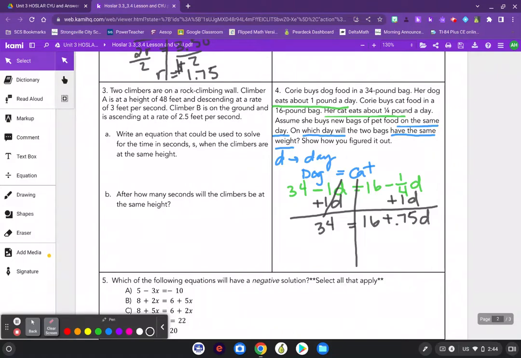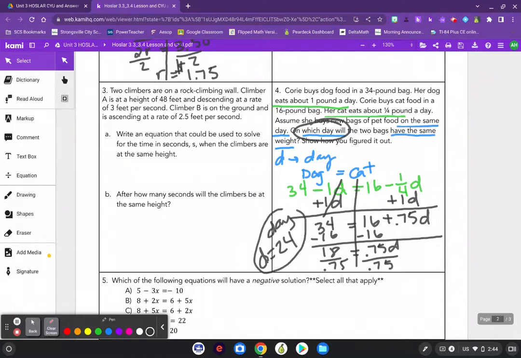I'll just go decimal form so it'll be easier to calculate here. I'm going to subtract 16 on both sides. 34 minus 16 is 18, equal to 0.75D. And then I'm going to divide by 0.75. When I do that, I get that D is equal to 24. Now let me go back and look at the question. It says on which day? So on day 24, 24 days after she purchases this food, the bags will weigh the same.